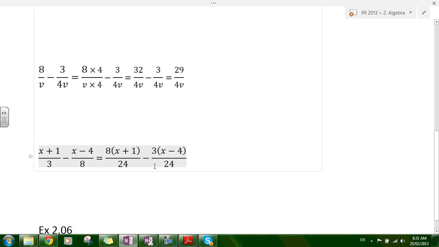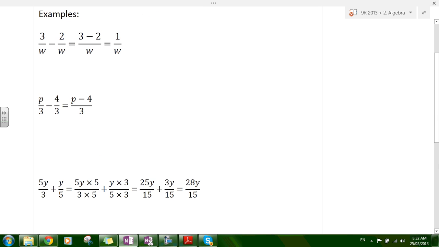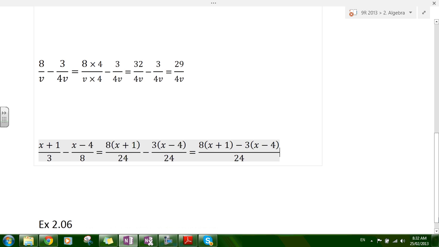Now, if I combine these together, because I have the same denominator, I can write it as one expression over 24. So I'll get 8 times x plus 1 minus 3 times x minus 4, all over 24. That's what we end up with here.